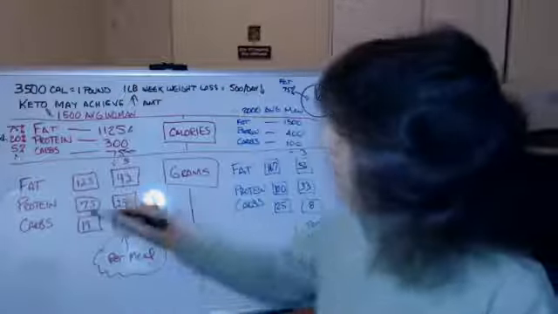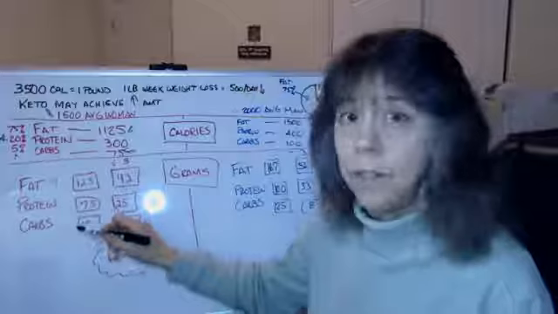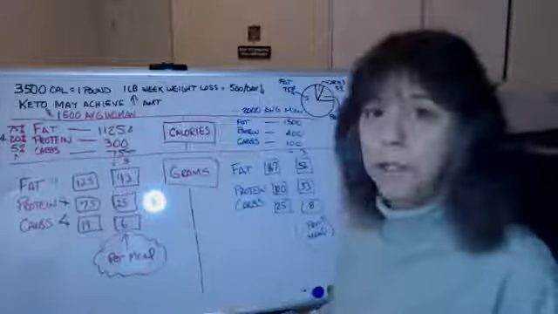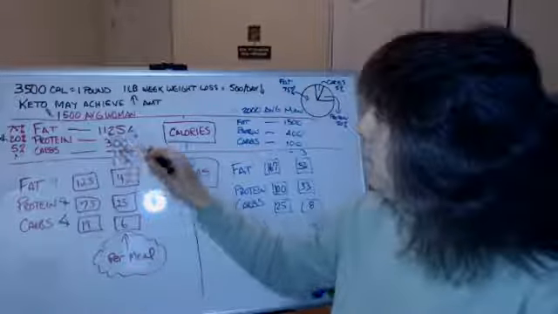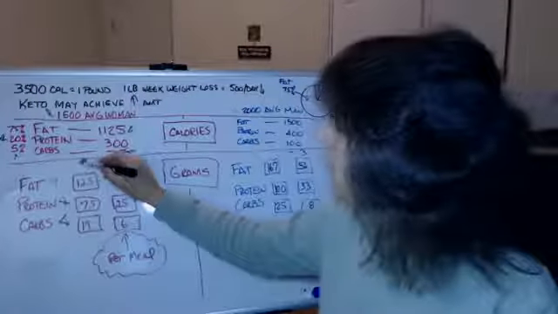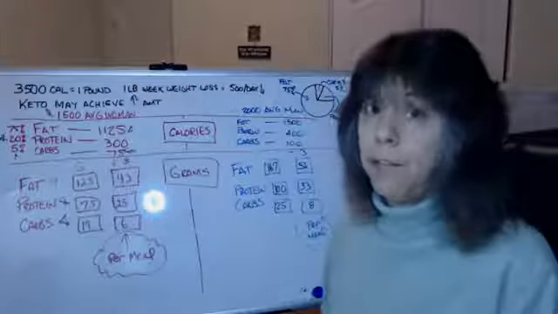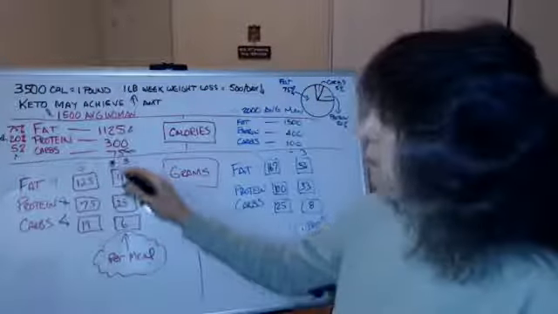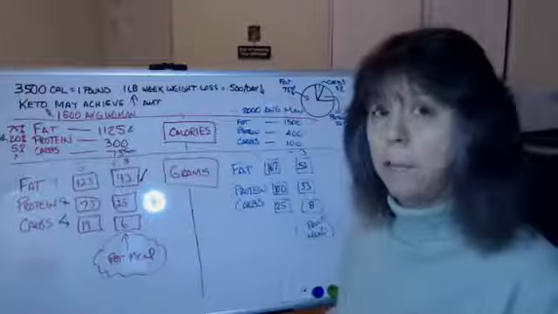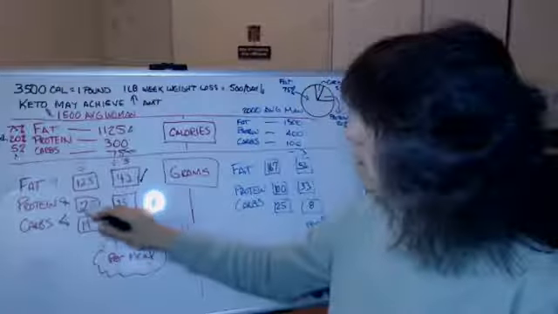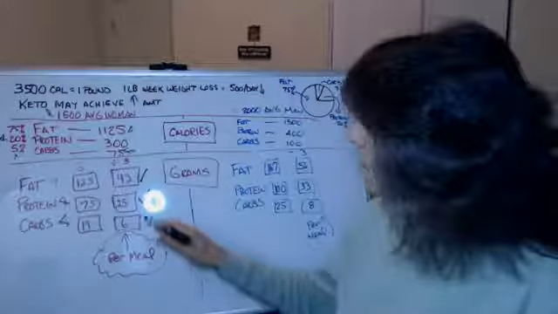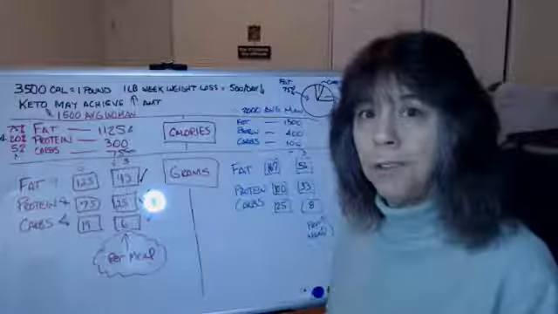So a gram of fat is 9 calories, protein is 4, and carbs are 4. So what you're going to do, you're going to take 1,125 divided by 9, and that's going to give you 125 grams of fat that you can have a day. Let's assume that you're having 3 meals a day. That means 42 grams of fat per meal, 25 grams of protein per meal, and 6 grams of carbs.